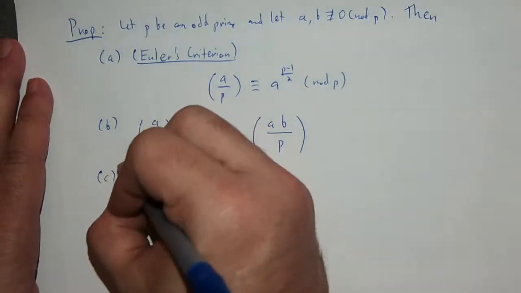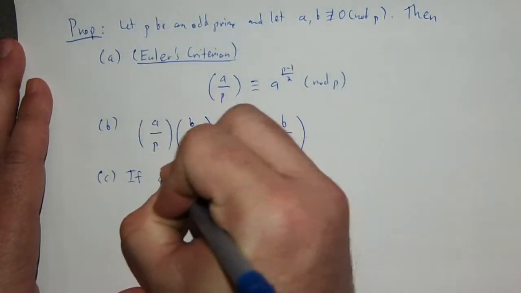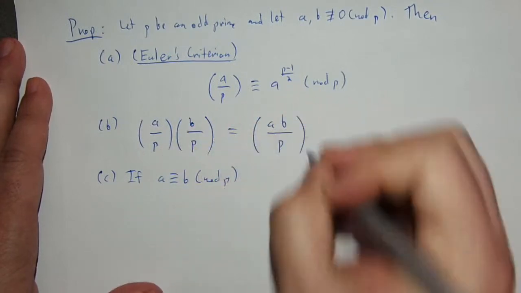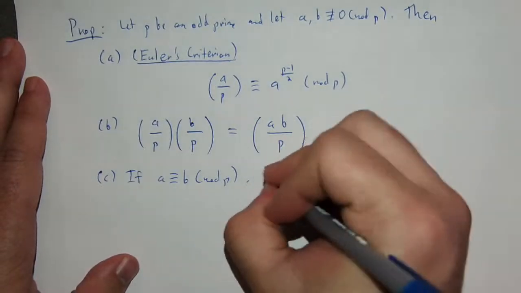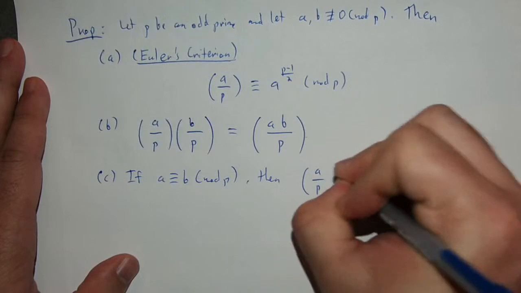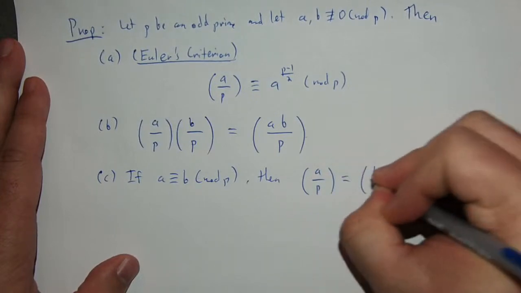Another statement is, if a is congruent to b mod p, then a on p is equal to b on p.